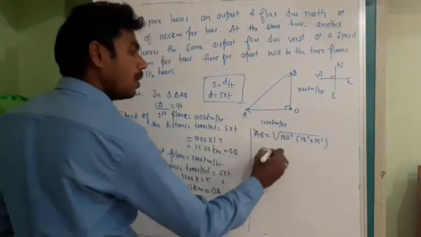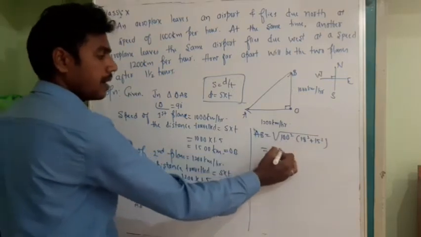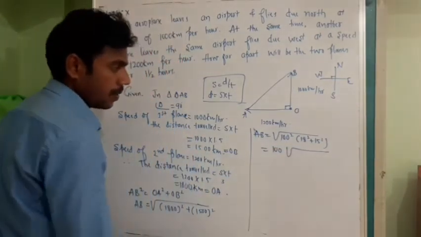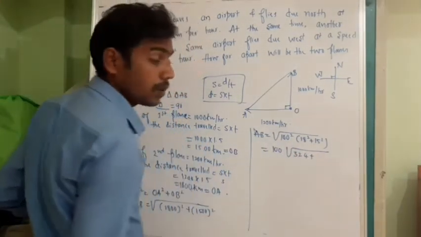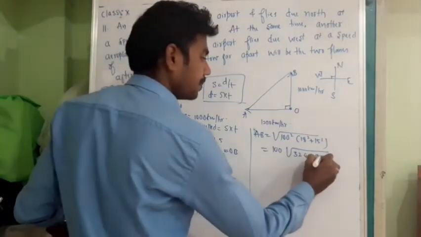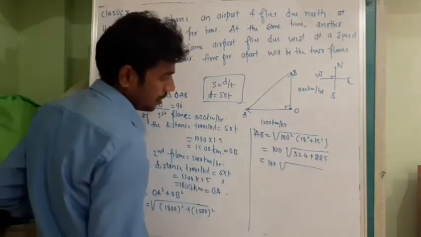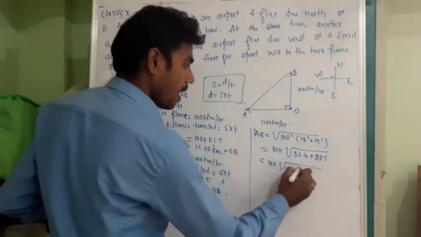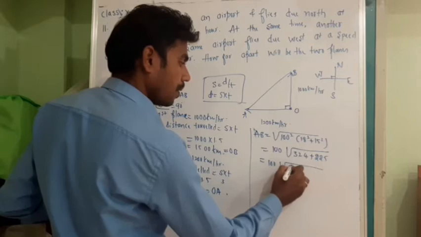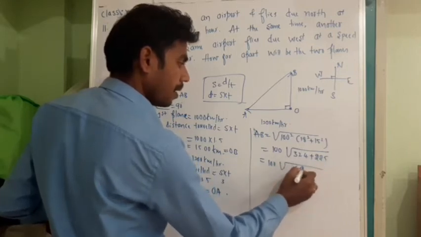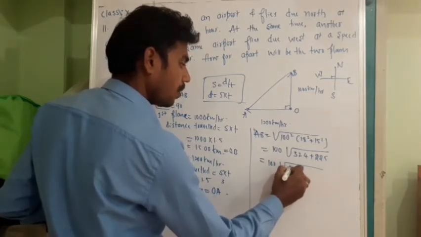This 100, can I take it out? Yes, we can take this out. So 100 square, if I take out, square and square root will get cancelled. 100 square under square root. 18 square is nothing but 324 plus 15 square is nothing but 225. Okay, so 100 into square root of 324 plus 225, that is 4 plus 5 is 9, 2 plus 2 is 4, 3 plus 2 is 5.